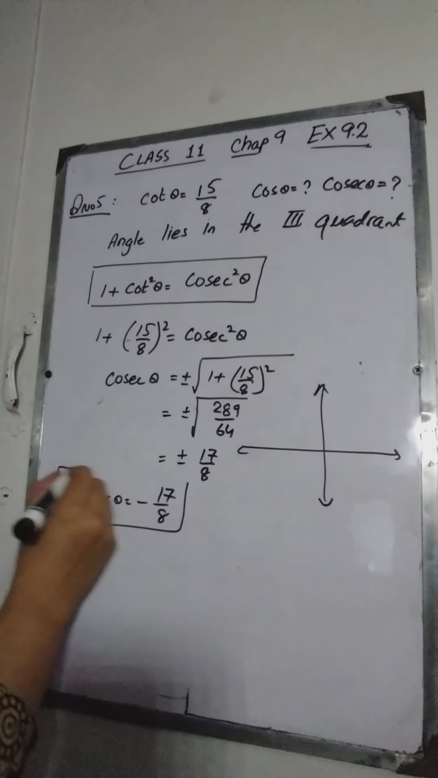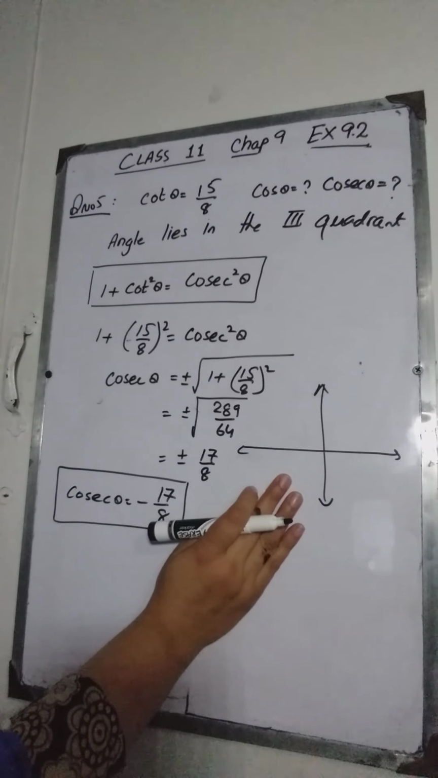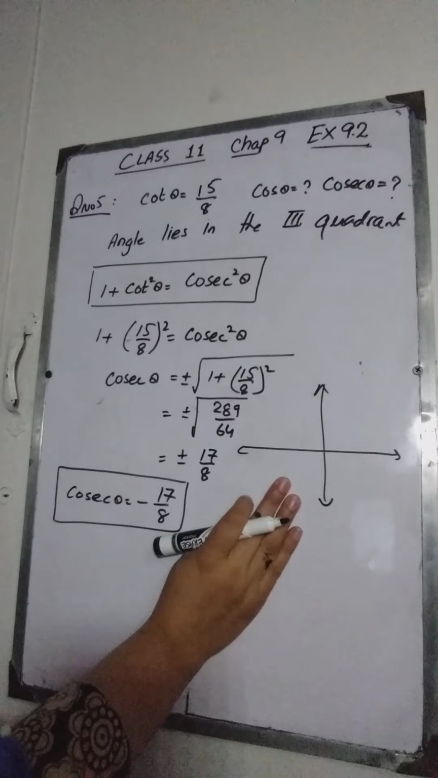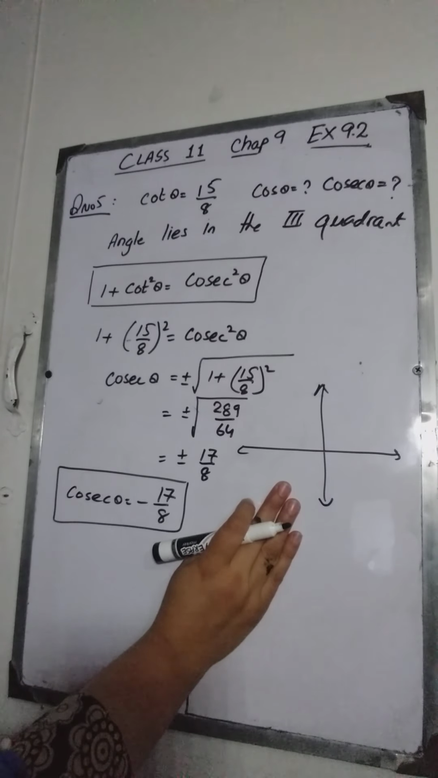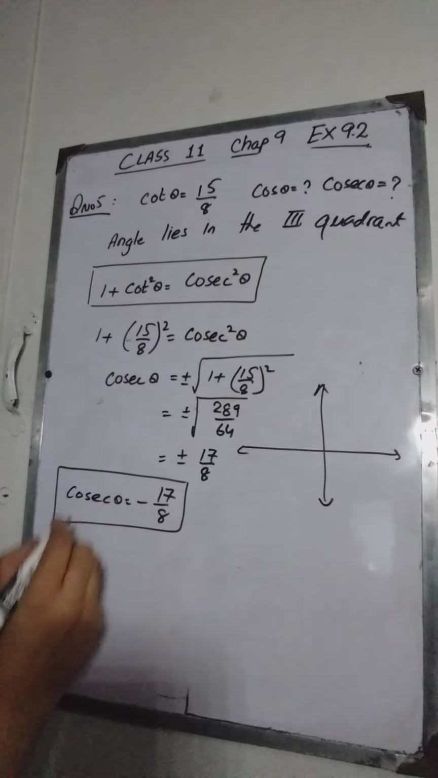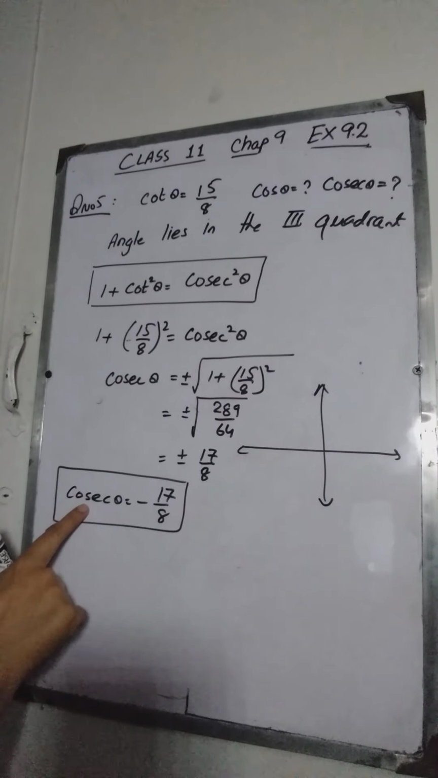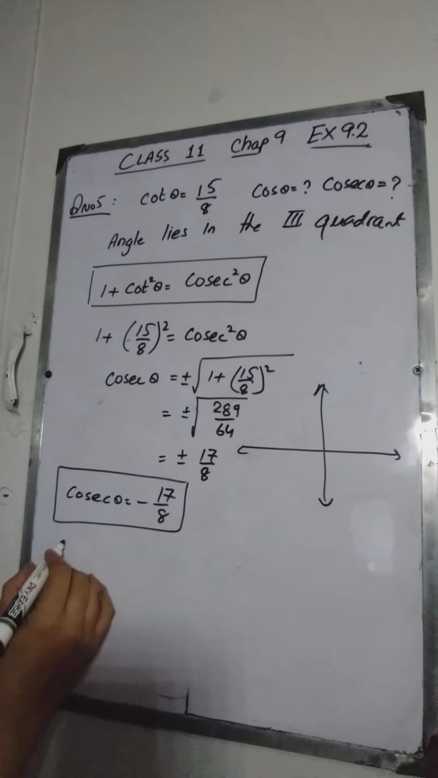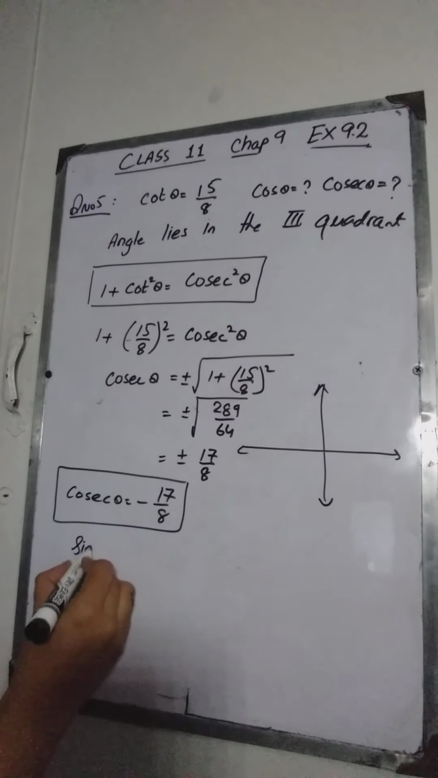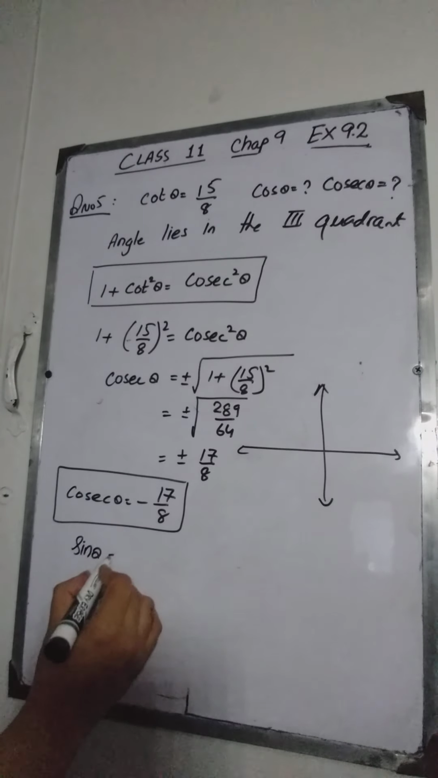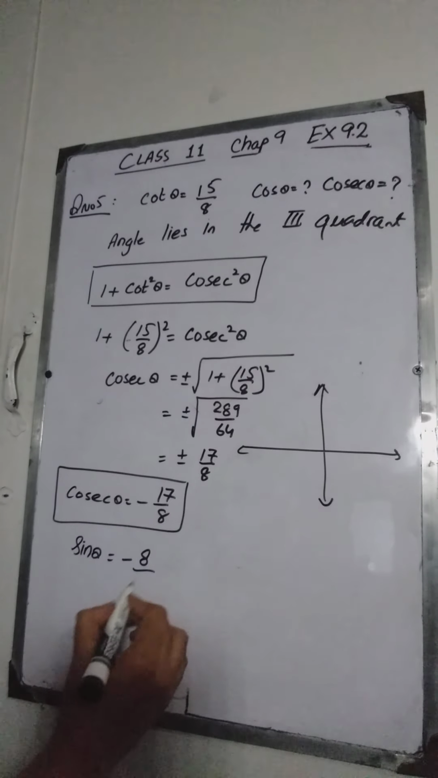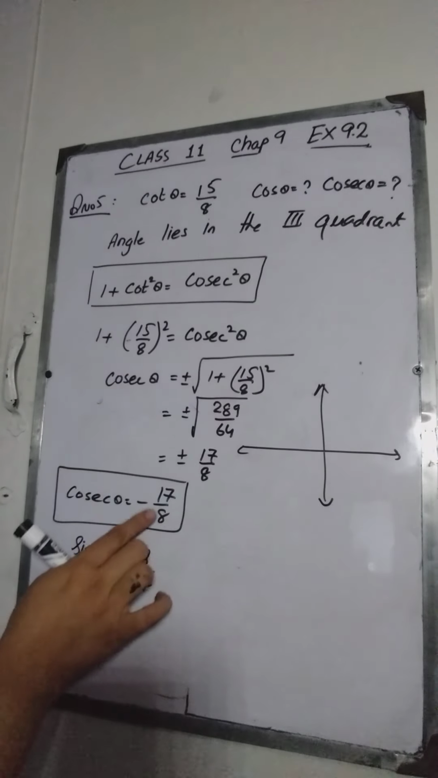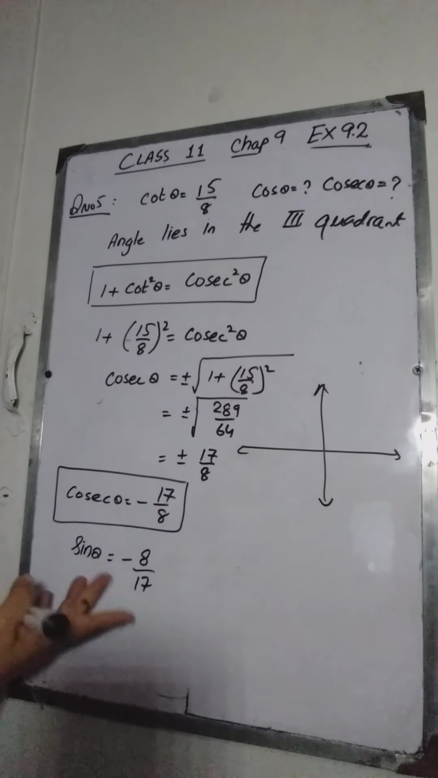because the angle is in the third quadrant, and we know that in the third quadrant only tangent and cotangent are positive and the remaining trigonometric ratios are negative. Now coming to cos theta, how to determine cos theta? We know that cosecant theta is equal to this much. Sin theta is the reciprocal of cosecant theta, so sin theta will be just the reciprocal of this value. If cosecant is 17 by 8, then sine is just the reciprocal of it.